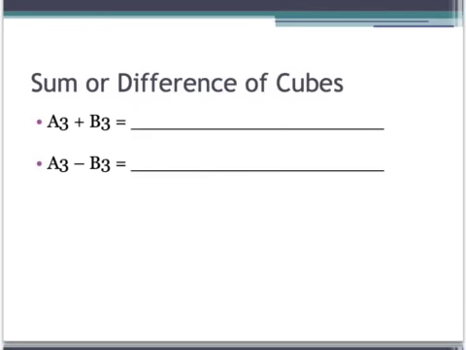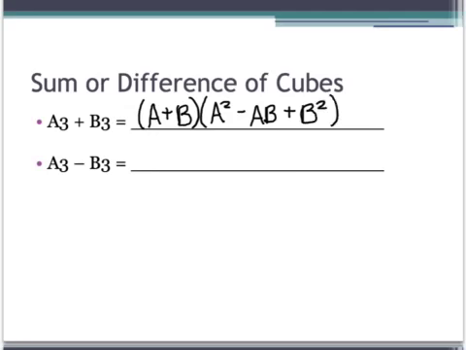Okay, we already talked about the formulas for the sum and difference of cubes, and now we're just going to rewrite the formulas. So if I'm doing a cubed plus b cubed, that's going to be the quantity a plus b times the quantity a squared minus ab plus b squared. And for a cubed minus b cubed, you would have the quantity a minus b times the quantity a squared plus ab plus b squared.